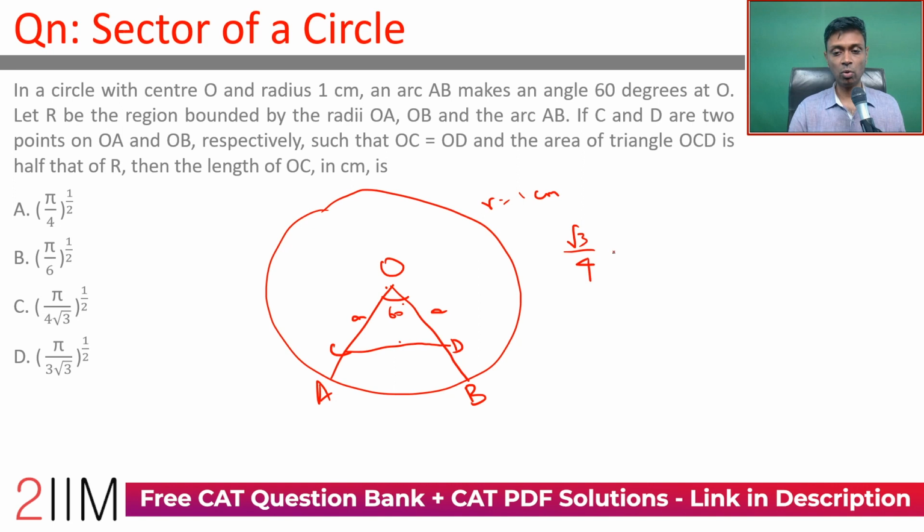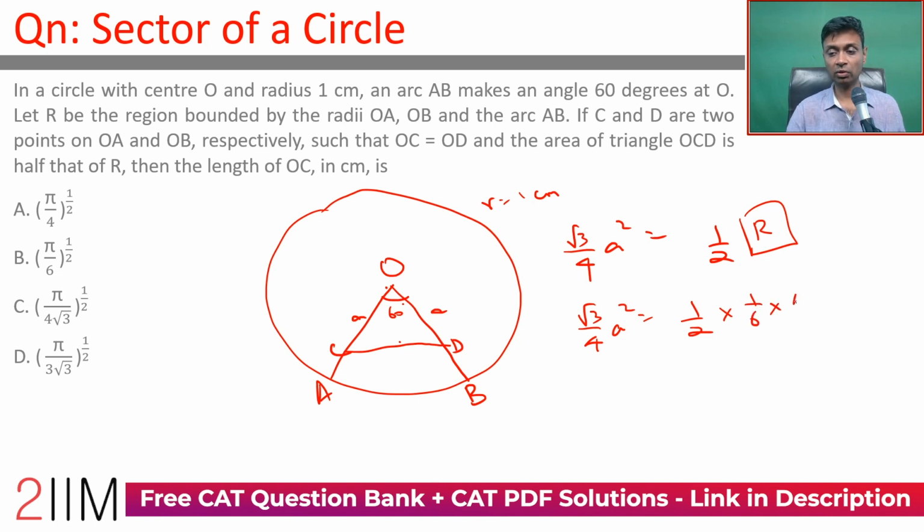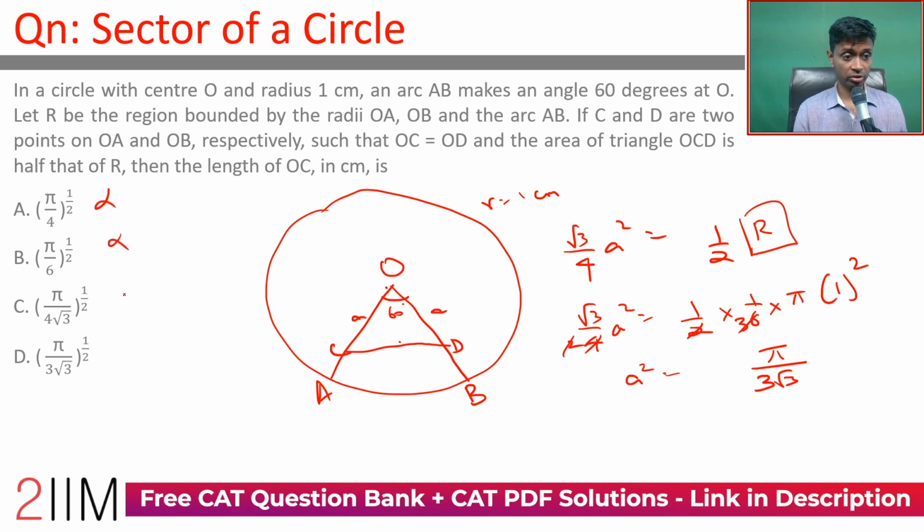So root 3 by 4 A square is half the area of R. This region R. We need to find A. Root 3 by 4 A square is half into 1 by 6 of pi into 1 square. This is 2, this is 3, or A square is pi by 3 root 3, or A is square root of pi by 3 root 3, not this, not this, not this, this one. Wonderful question. So all we need to do is equilateral triangle is root 3 by 4 A square, which is half of 1/6 of a circle, and we're done.